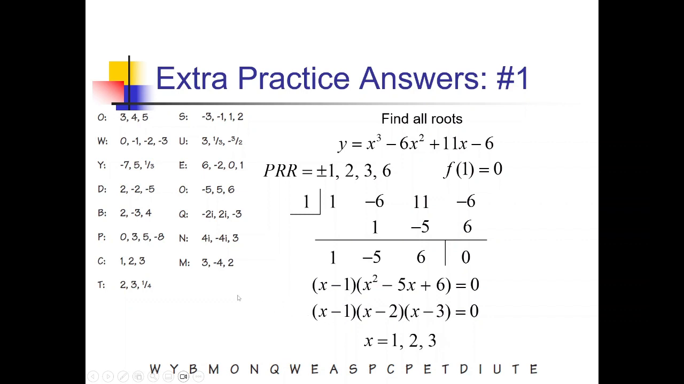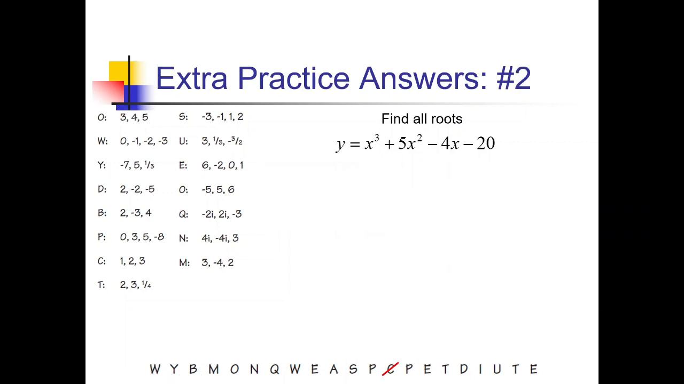So let me find those answers. That's choice C right here. So let me find the C down below, and I'll cross that off. Now, one thing I do have to be a little bit careful about with these letters, some of them are repeats, like I see multiple E's there. So I do have to be ready to cross off more than one. This time, though, there was only one C. So on we go to the next.